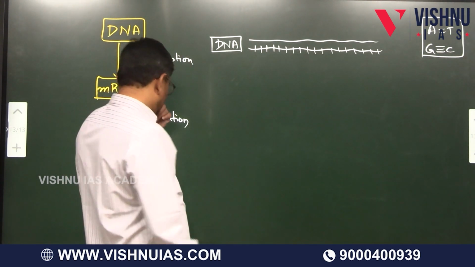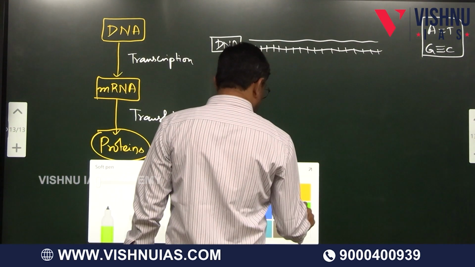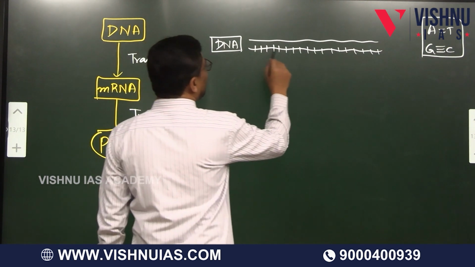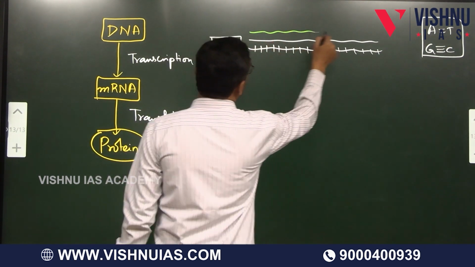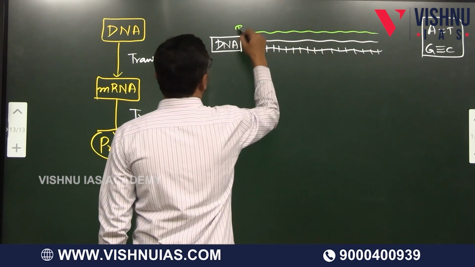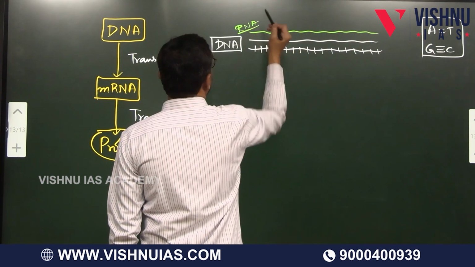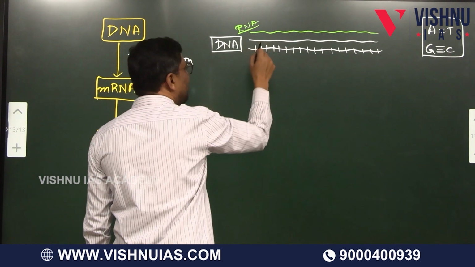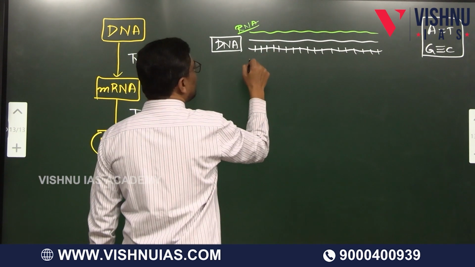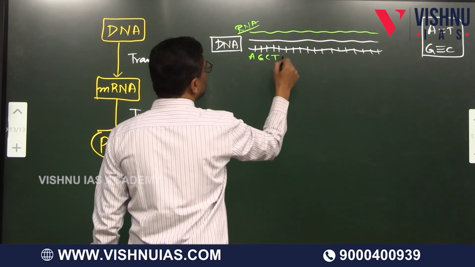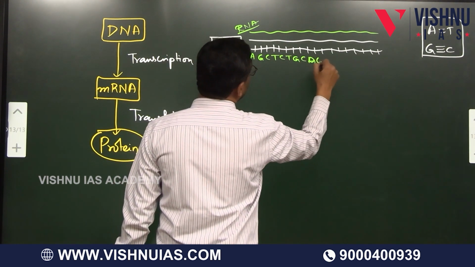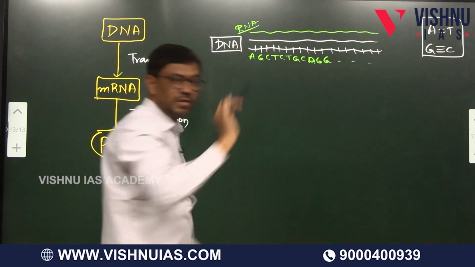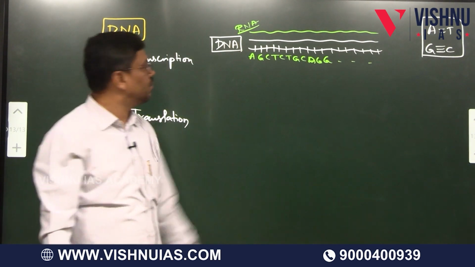Now here one of the strands of the DNA acts as a base for the formation of RNA. Got it? So that means the complementary pairing will be formed. Suppose say A, G, C, T, C, T, G, C, A, G, like that, and so on. Say this is a sequence, don't take this one, try to understand, that's enough.